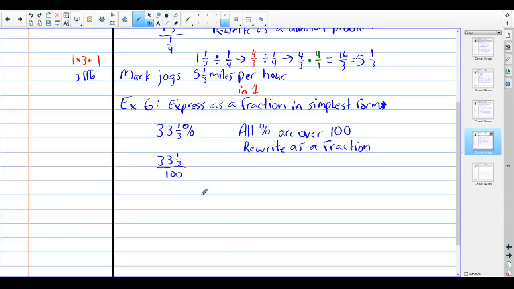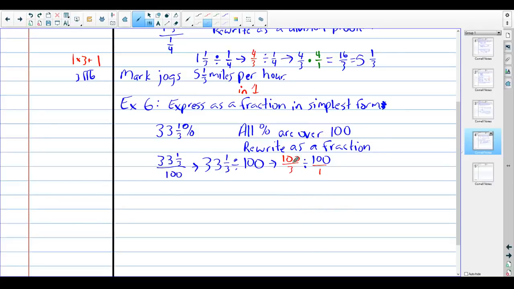Okay, and then we go through the same process that we've been doing. So take our first number and put it first, divided by 100. So then we rewrite our fractions. So 33 times 3 is 99, plus 1 is 100 over 3, divided by 100. That's a whole number, so we just put that over 1.